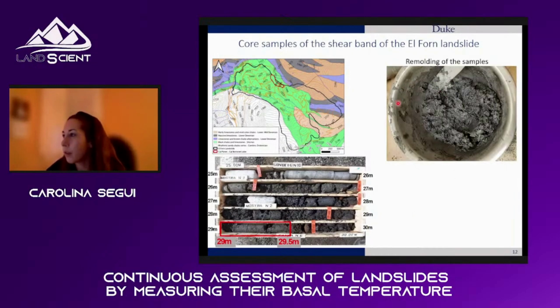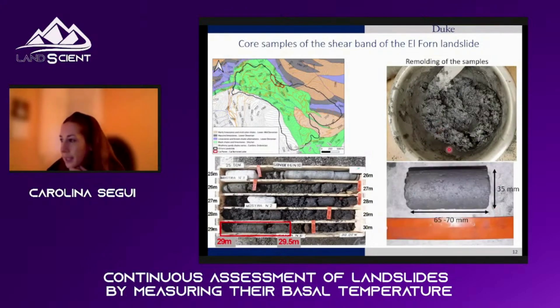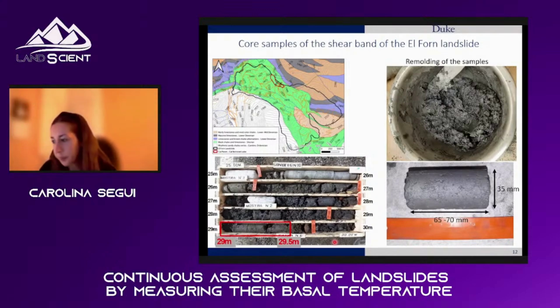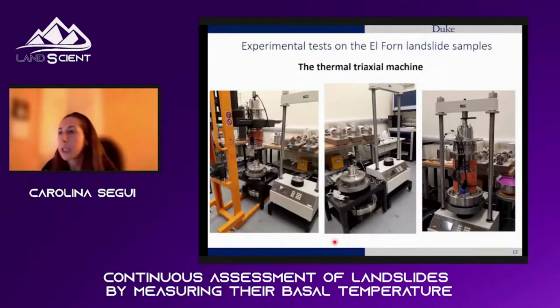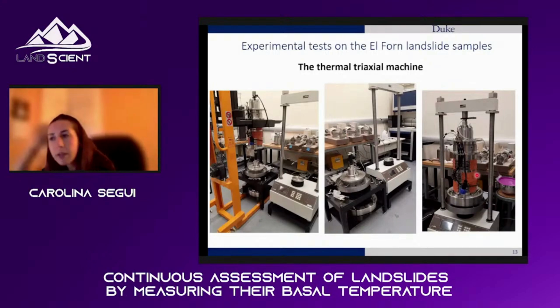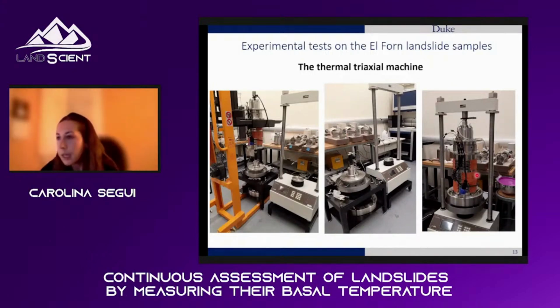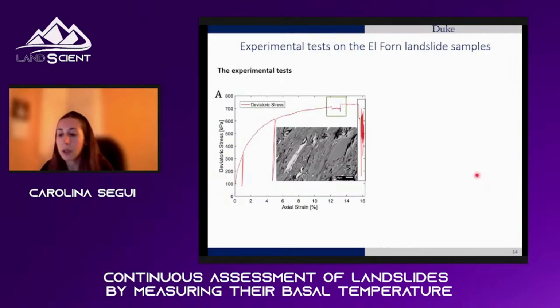Now, here is an example of the remolding of the samples and the final shape of these samples for testing them in the thermal triaxial. It is important to note that we have divided the depths of the samples at each half a meter. So we performed an experimental campaign in a customized thermal triaxial machine that we have at Duke University. And because they are core samples, the material is very limited.